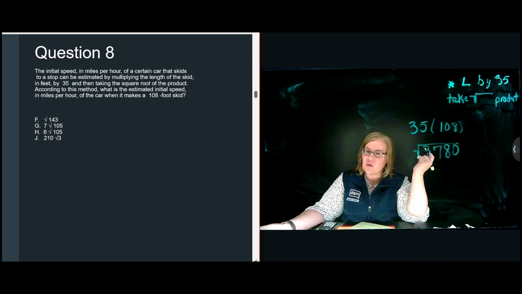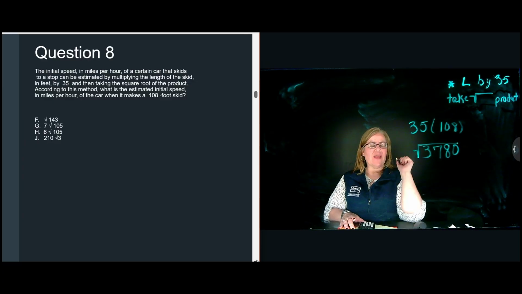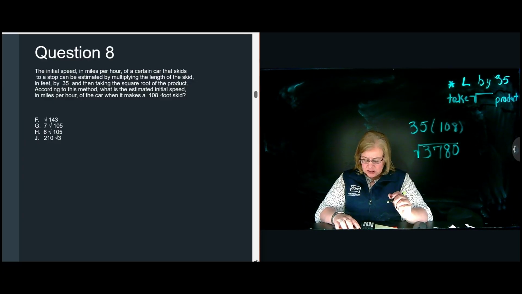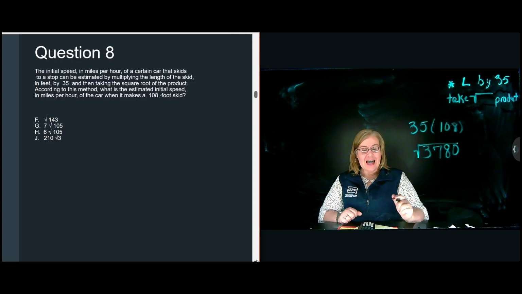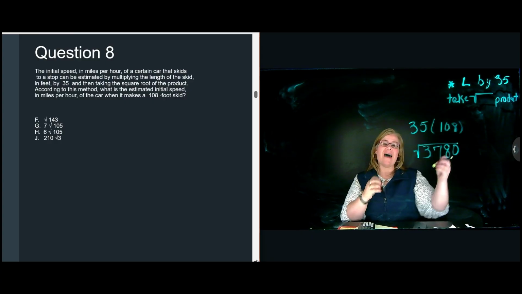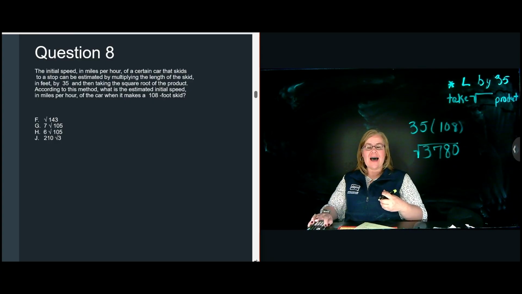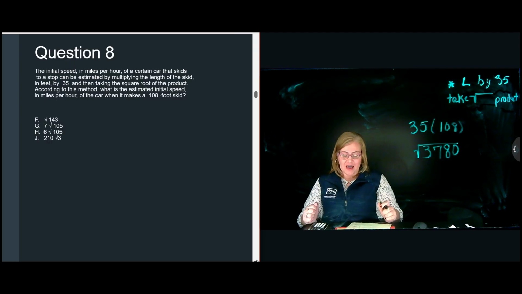Well, is that a perfect square? I don't know. Let's see. So I'm going to take the square root of that 3,780. So I take the square root of 3,780, and I do not get a perfect square. So therefore, I'm going to have to factor some things out. I'm going to have to keep it in this square root form, just factor out everything I can.